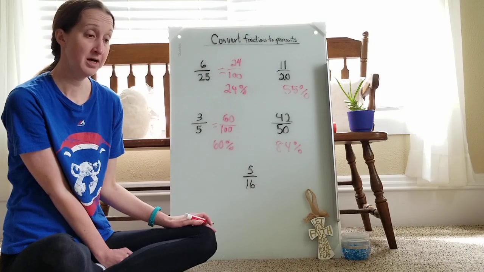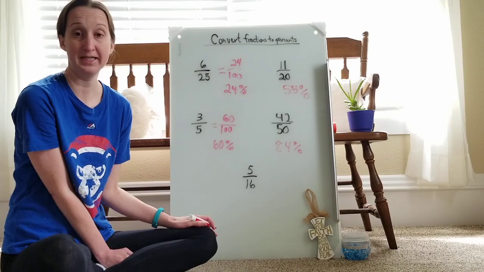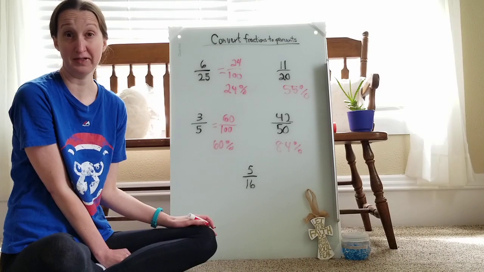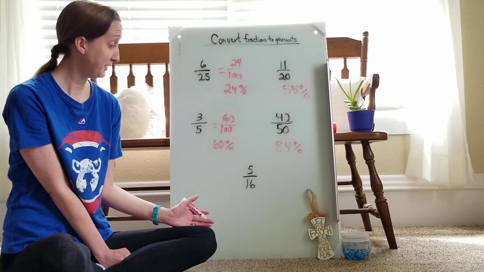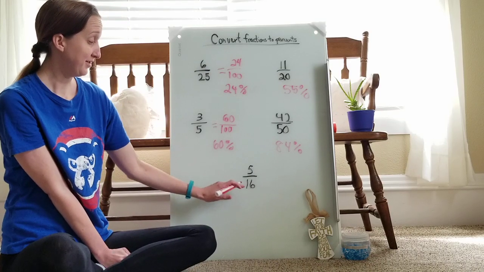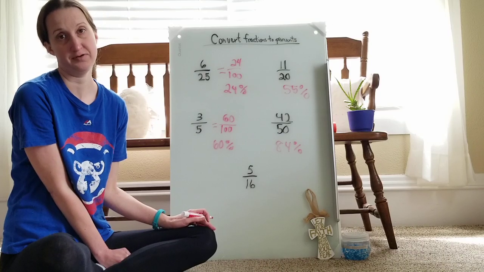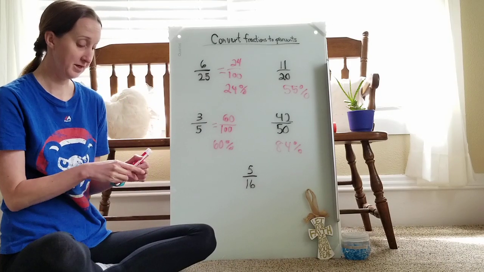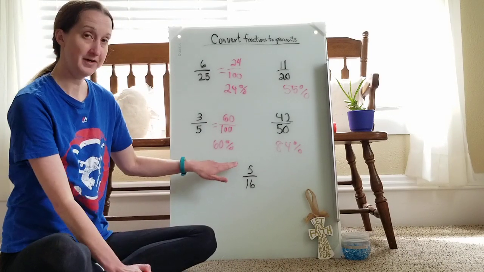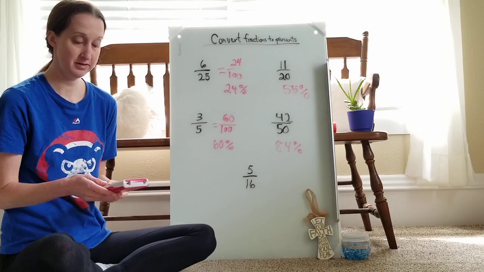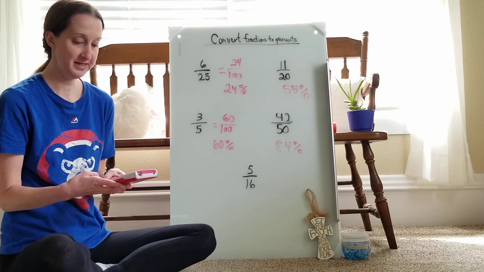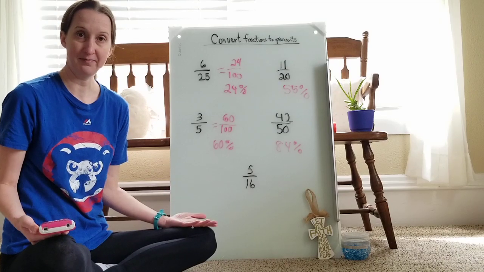But then, oftentimes, we get something like this. Maybe you're trying to calculate your percent on a quiz or a test, and it's given as a fraction, and well, 16 is not convenient to 100. Well, that's where our calculator can come into play. We want to divide the numerator by the denominator. 5 divided by 16. That's going to give me a decimal though.